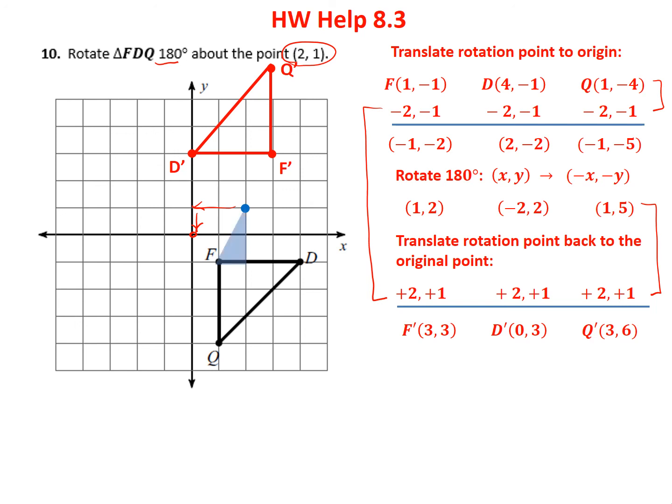To show you how that worked, if I took one of these points like F, made a little triangle up to that point, and then rotated it around 180 degrees, you see I end up at F prime, just to show you that it works out.